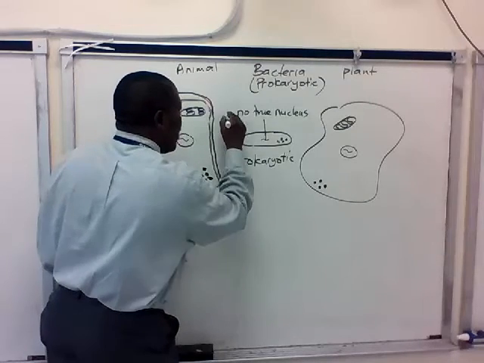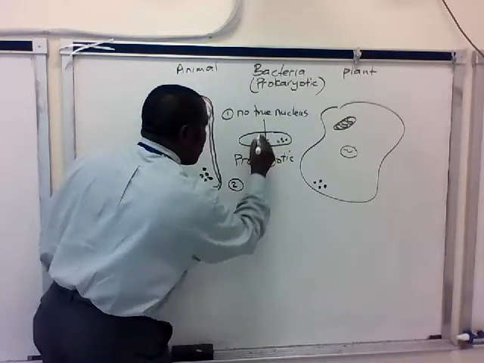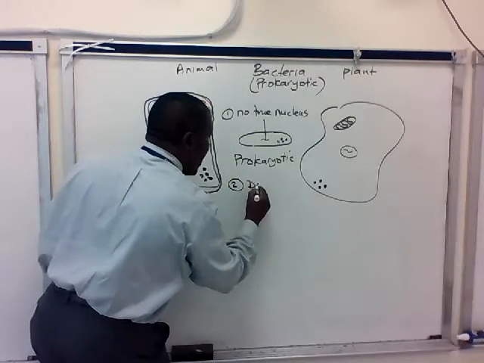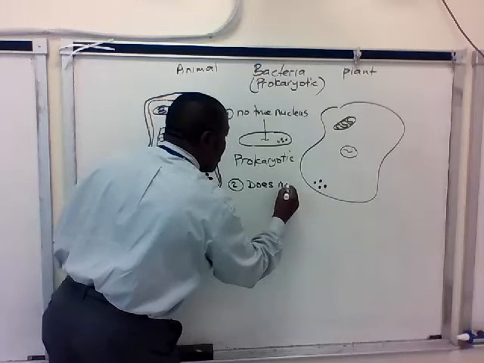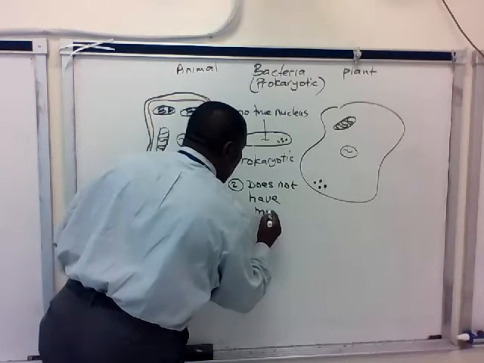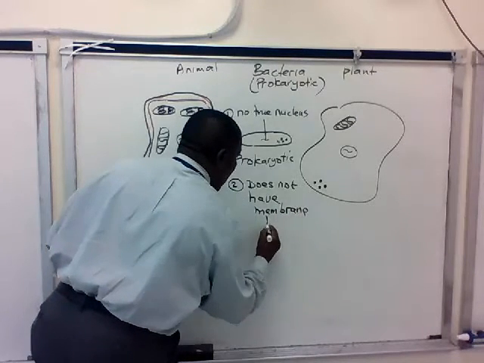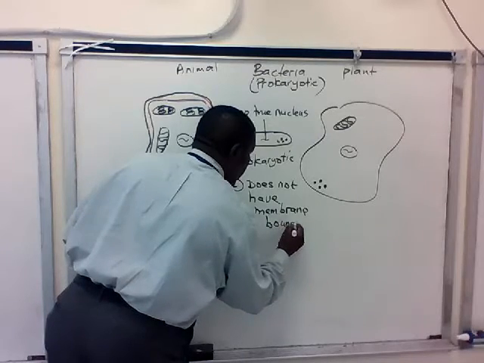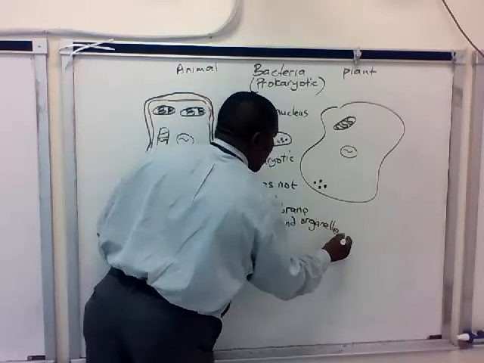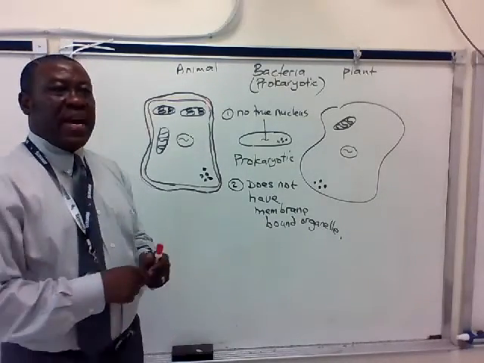So therefore, this is number one, and this is number two. Prokaryotic, this is on the middle side, does not have membrane bound organelle. Does not have membrane bound organelle. All right? So those are the two main differences. Okay, we've already identified the prokaryotic.